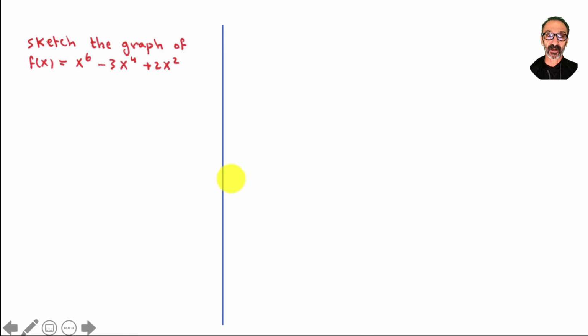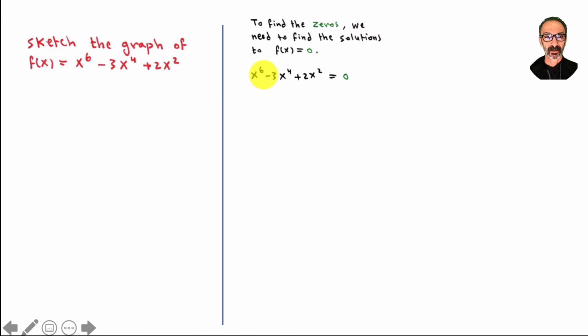Sketch the graph of f of x equals x to the 6 minus 3x to the 4 plus 2x to the 2nd. To find the zeros, we need to find the solutions to f of x equals 0. So we need to set this equal to 0. Hopefully we could factor it, and we move on. So x to the 6 minus 3x to the 4 plus 2x to the 2nd equals 0.